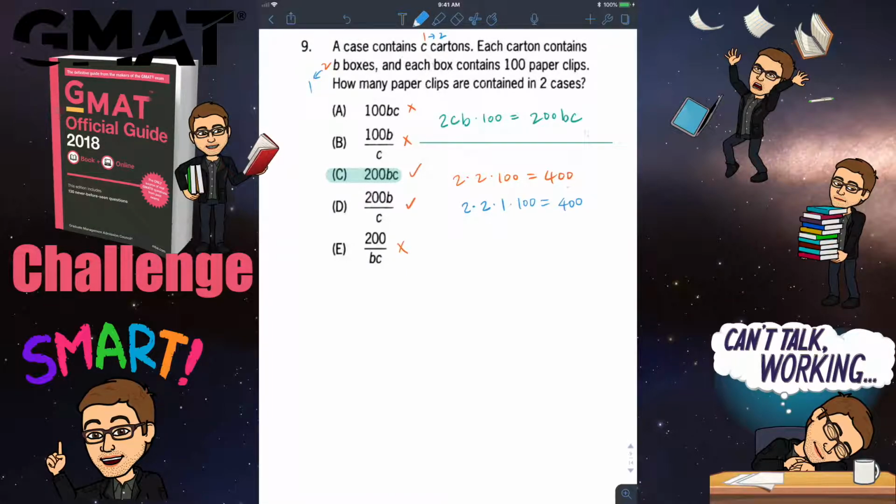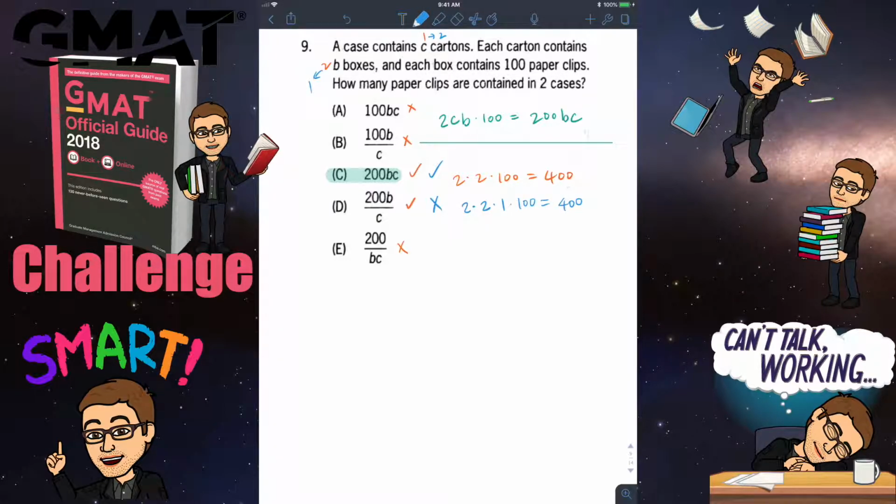So for C, 200 times B times C, 200 times 1 times 2 is still 400. Let's look at D. 200 times B divided by C. 200 times B, which is 200, divided by C, that's 2, so that gives you 100, which is not 400. So finally, we can eliminate D as well. And we only have one answer choice left, which is C, and that has to be the correct answer.